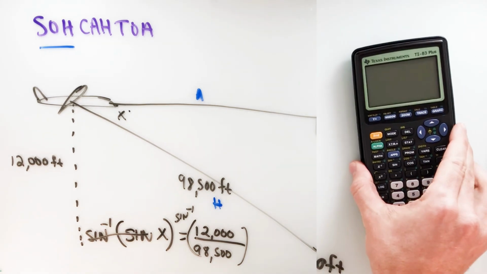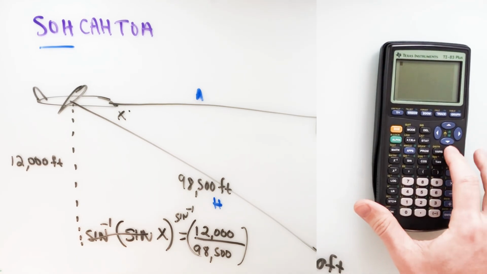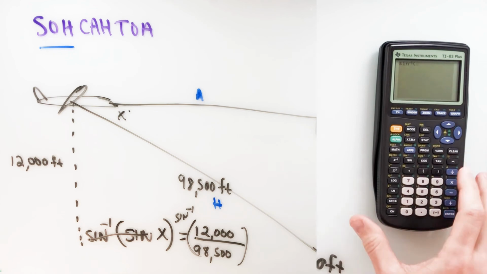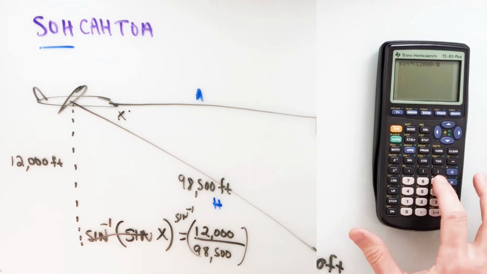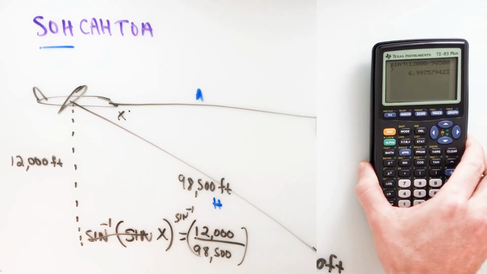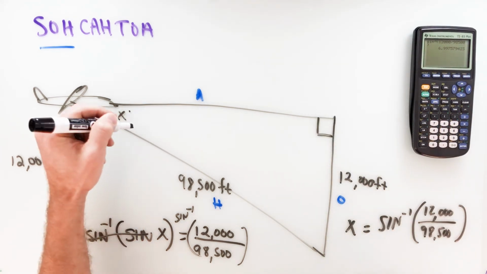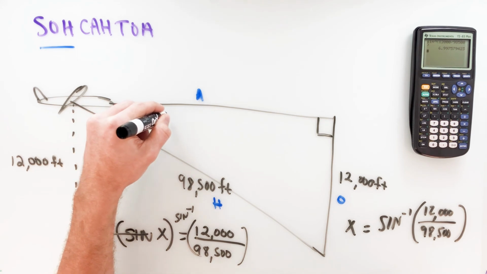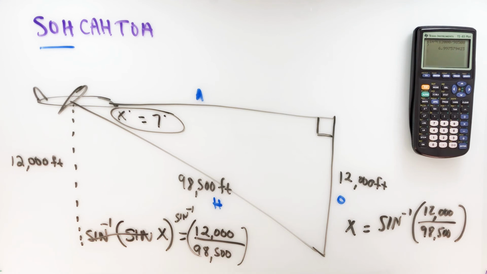Okay, when I type that in, am I off? I am off. That's the way it goes. Let's try that again. So sine inverse, second sine, 12,000 divided by 98,500. Okay, and we've got an angle that looks like it's just about 7 degrees. So we've got x equals, if I round, about 7 degrees. So a 7-degree angle of depression is what that plane will have to descend at to get to its landing spot over here.